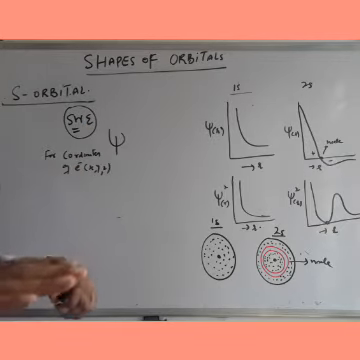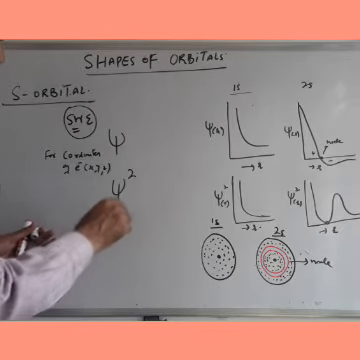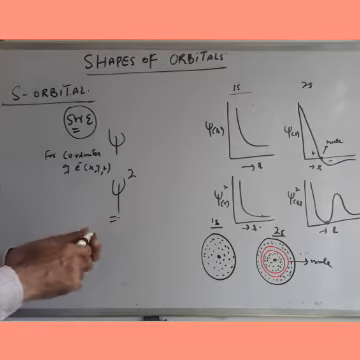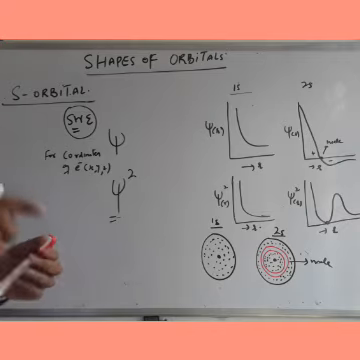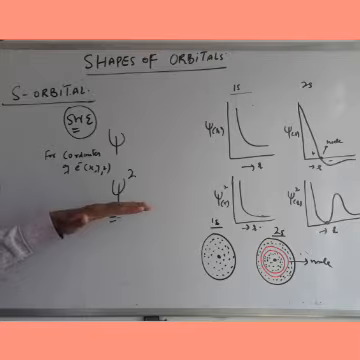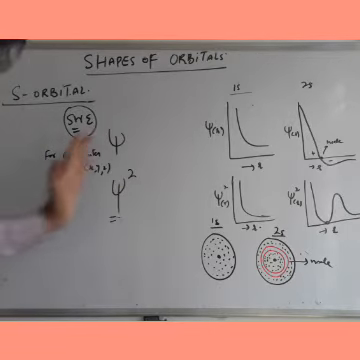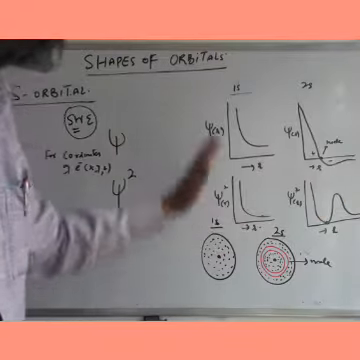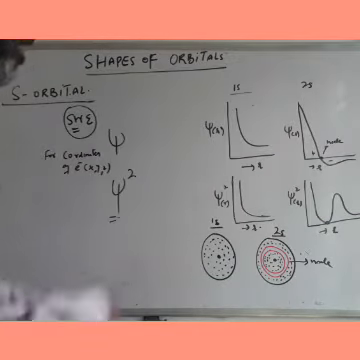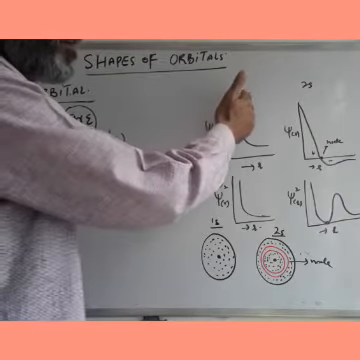Psi itself has no significance, no importance, but psi square at a particular point gives the probability density of the electron at that point. Now we will try to understand the variation of this psi square or psi in the case of 1s orbital and 2s orbital.